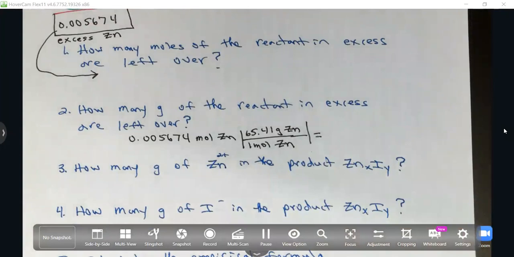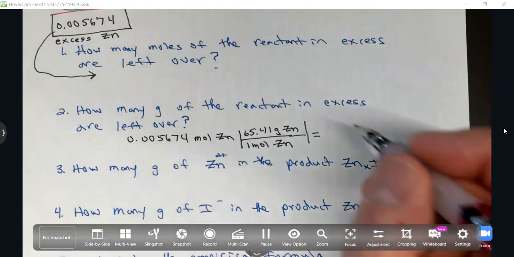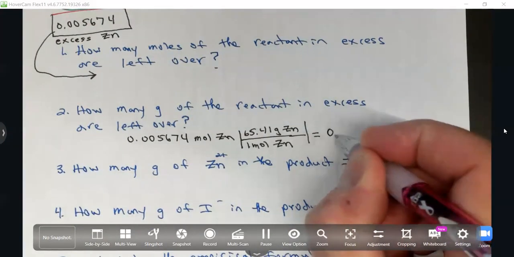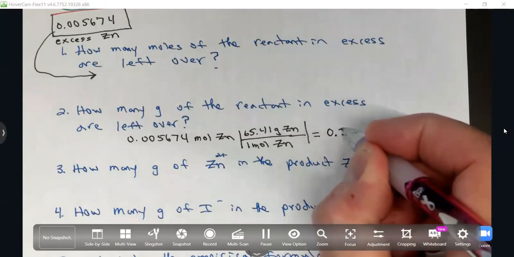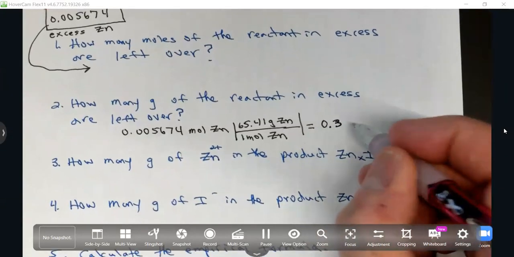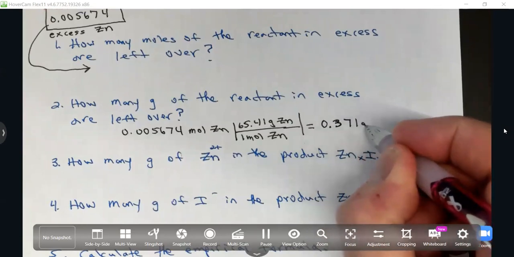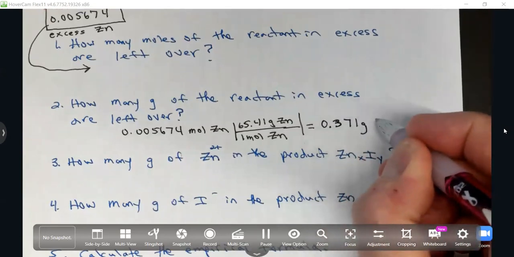And we know this has got to be less than 0.5, right? We started with 0.5. We want to know how many grams are left over. Make sure your answers make sense. And this is 0.371 grams of excess zinc.